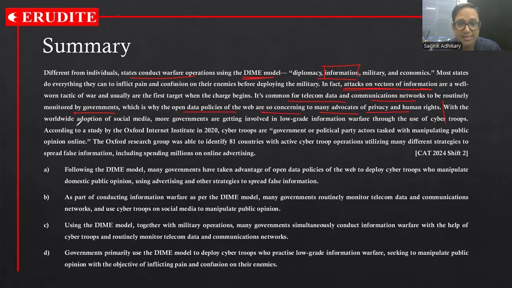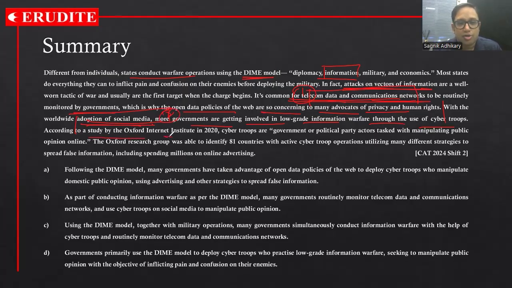Then we see the second one is the adoption of social media. With the worldwide adoption of social media, many governments are getting involved in low-grade information warfare through the use of cyber troops. Cyber troops are people who have been sponsored by the state to spread propaganda, to brainwash people over the internet. And this is made possible by the open nature of the internet. So adoption of social media, this is the second one. The first one is that it is common for telecom data and communications networks to be monitored. The third one then comes here.